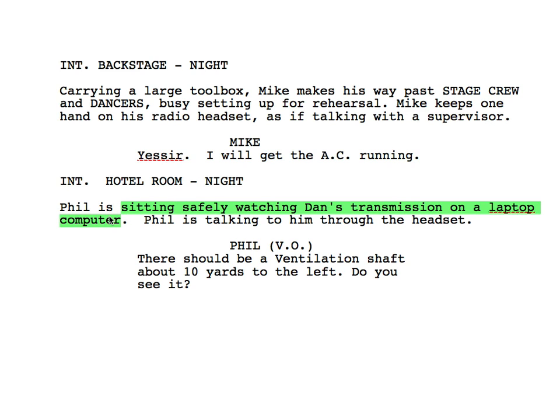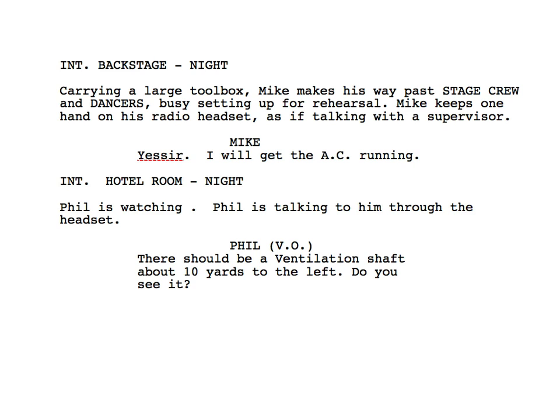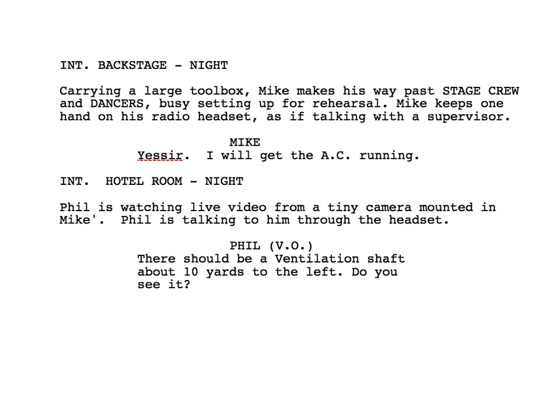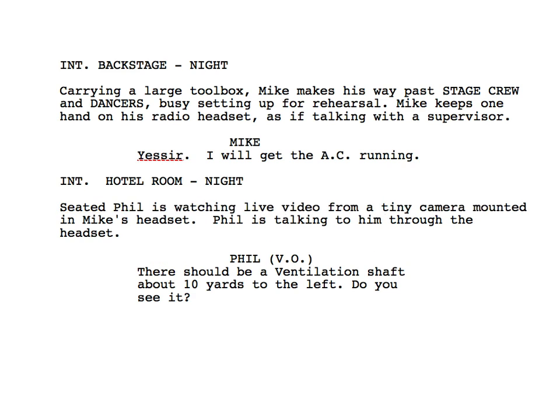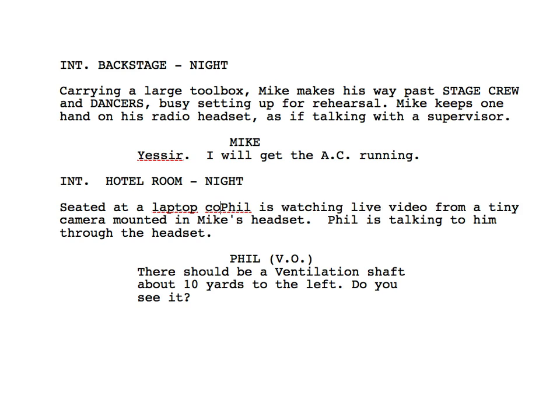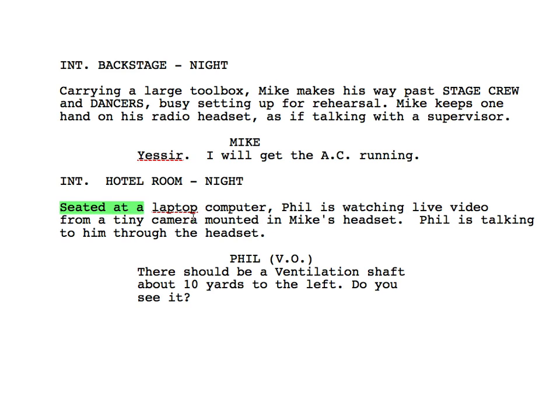Phil is watching live video from a tiny camera mounted in Mike's headset. Seated at a laptop computer. Why did I do this seated at a laptop computer instead of trying to stick it in here? There were kind of too many clauses happening here. Phil is watching live video on a laptop computer from a tiny camera mounted in Mike's headset. You couldn't parse that, so break that out to the start. Seated at a laptop computer, Phil is watching live video from a tiny camera mounted in Mike's headset.